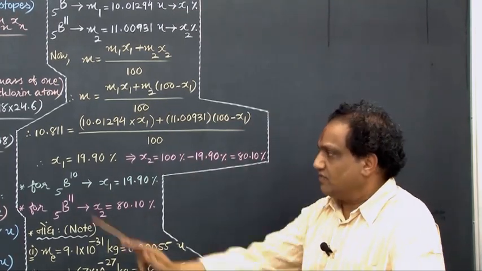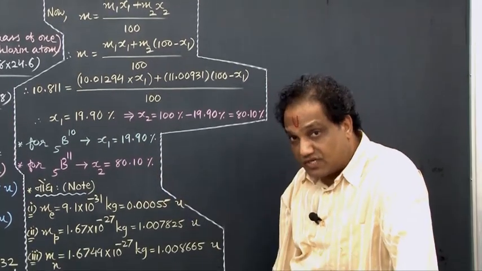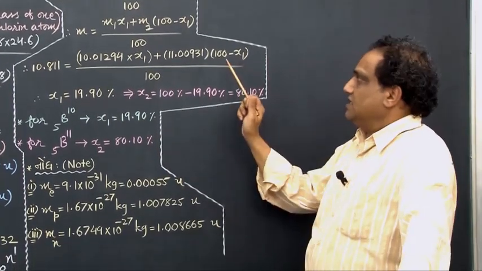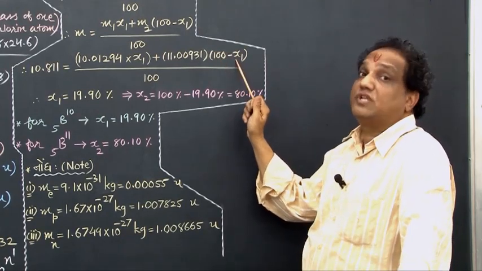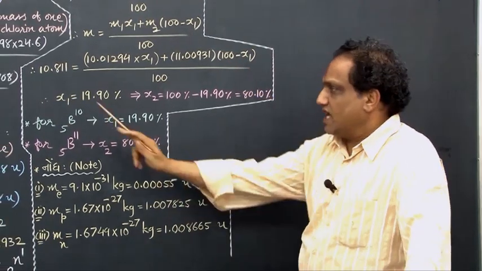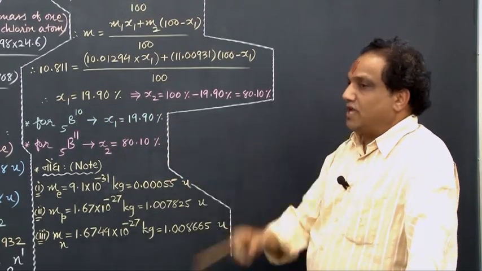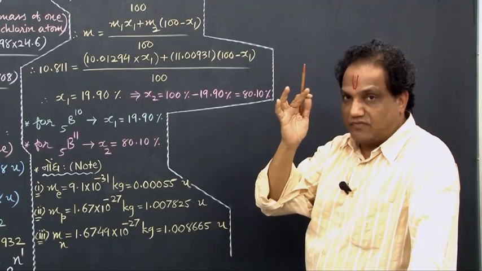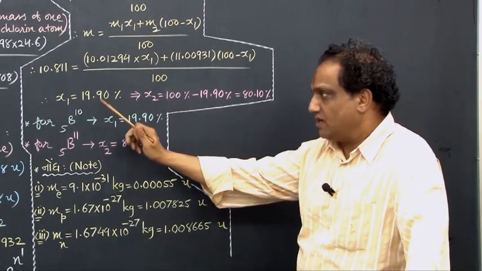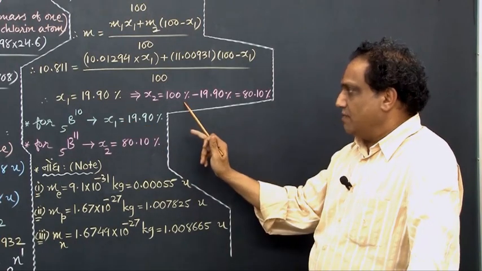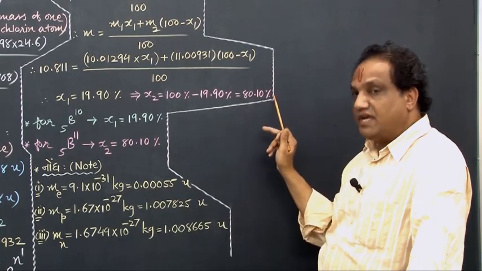If you find the value of x1, it comes out to be 19.9 percentage. Why percentage? See, this 100 is in percentage, so from a percentage, what value can you subtract? Percentage only. So x1 comes out to be 19.9 percentage. Now what is x2? x2 was 100 minus x1. Percentage wise, 100 percentage minus the percentage of x1 is how much? 100% minus 19.9 will give you the answer 80.1 percentage.